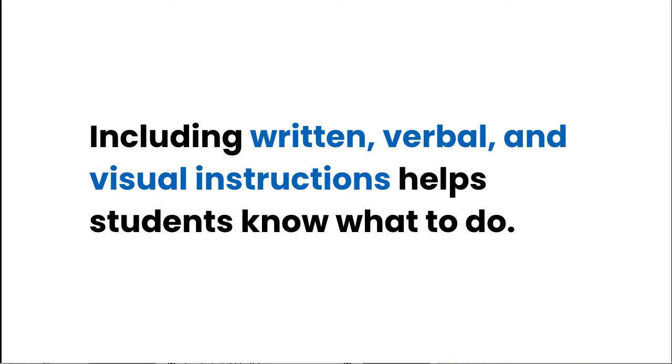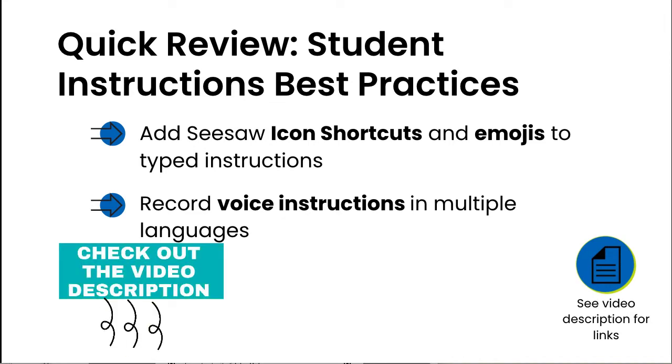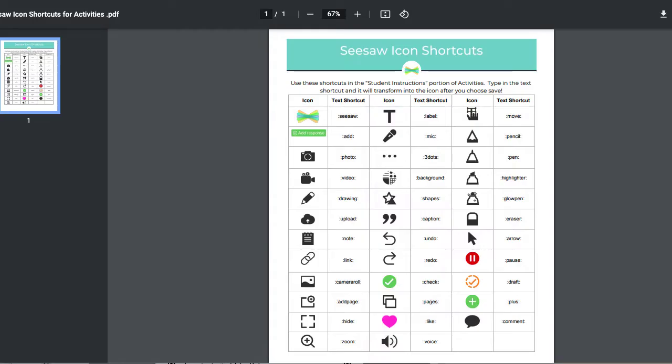they need to do. Remember, when you are creating your activity, to take time to add Seesaw icons and emojis to the typed instructions for students. These visual icons give students additional clues as to what they will be doing. In the video description, you will see links to Seesaw icon shortcuts. Let's take a look. These are the Seesaw icon shortcuts. If you've never used these in adding your instructions for your learners, they are very simple to use.